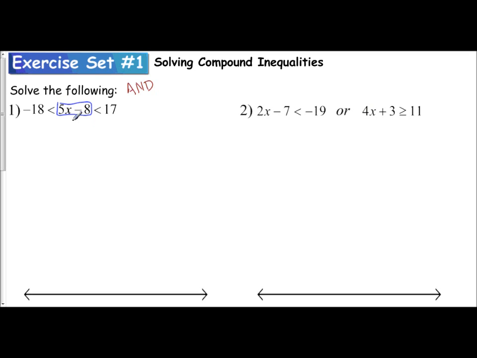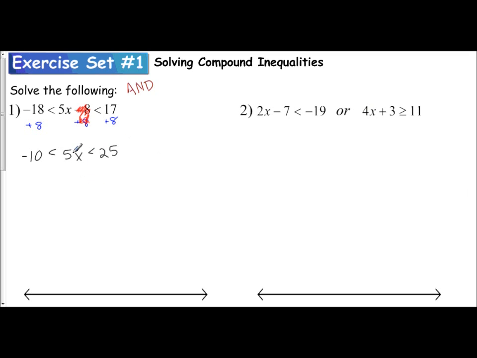And what I would do first is get rid of this minus 8. And so that's what I'm going to set up. I'm going to add 8 to both the right side and the left side. Whatever you do to the middle to isolate the x, you have to do to both outsides. And so if I take a look, negative 18 plus 8 is negative 10. So I have negative 10 is less than, by adding 8, I'm now left with just the 5x, which is less than 25.